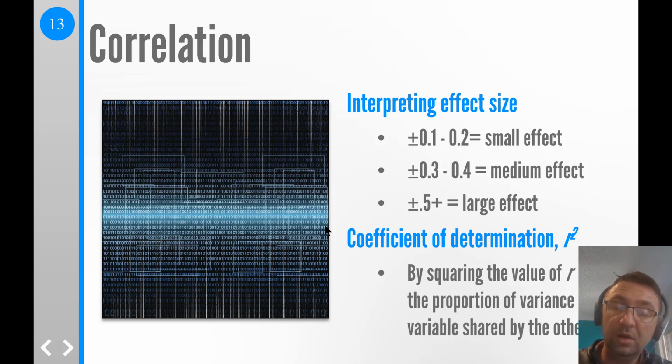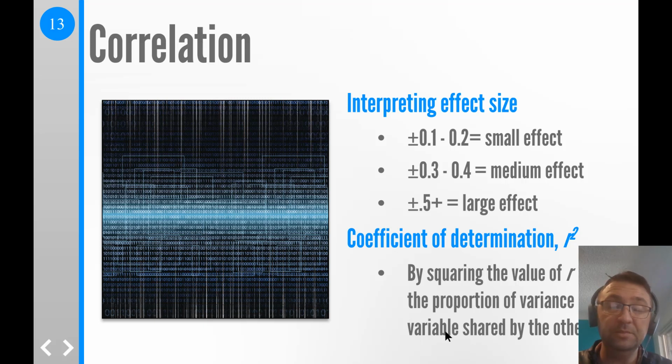Now, often we get a number and we're trying to know, is it big or not? These are very rough ways to interpret effect size. They're not absolute, but I think they're useful. A small effect size is around 0.1 to 0.2, plus or minus. A medium effect size is around 0.3 to 0.4, and a large one is around 0.5.